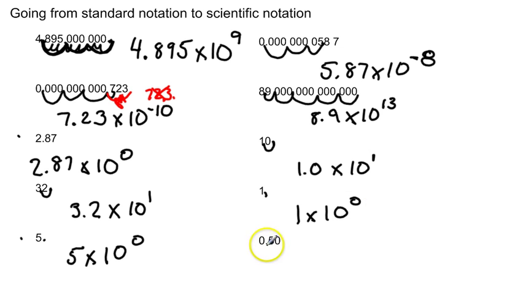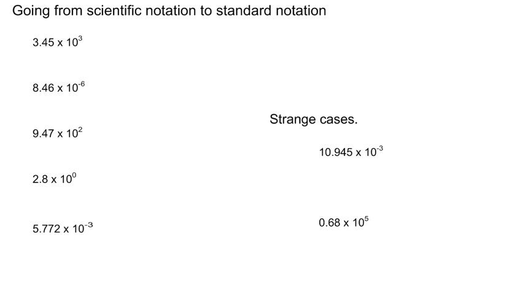Okay, and then 0.5, move the decimal place over that way once, so it's 5.0 times 10 to the negative 1. Okay, so hopefully you got all those right. Let's move to the next one. Okay, going from scientific notation to standard notation. And I find that this is a little easier, so I have less examples.